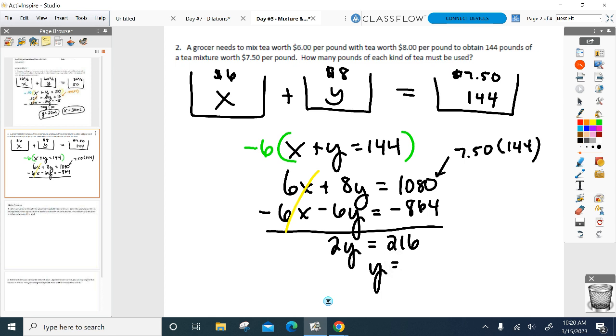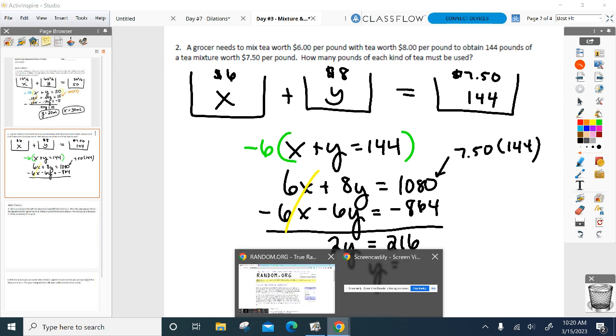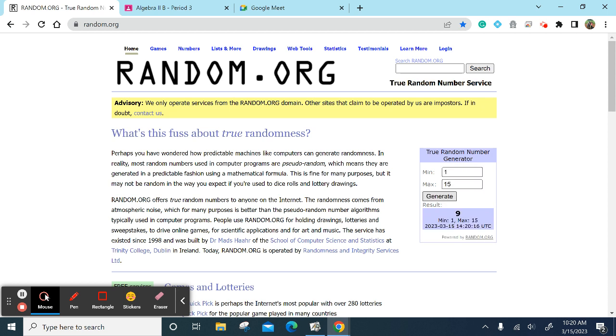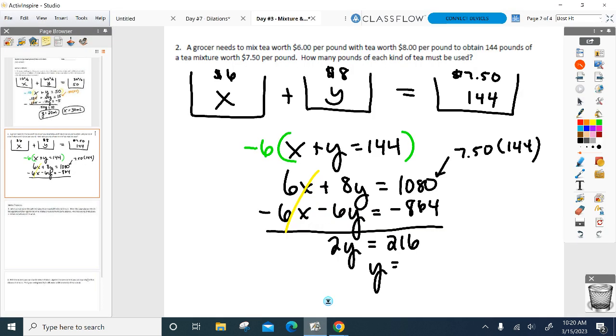So when you're ready, let me know how much of the $8 tea I have. How much of the $8 tea here do I have that we're solving for? 108 pounds. 108. Ooh, that's a lot of tea. Clever. 108 pounds.